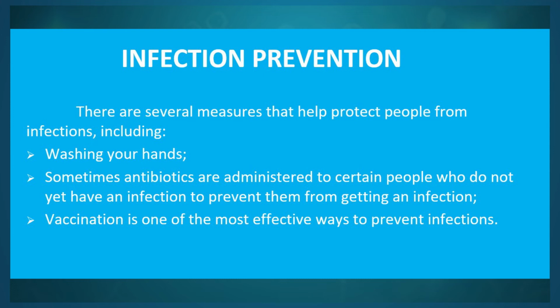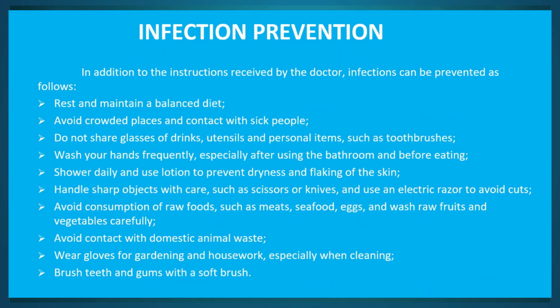Infection prevention. There are several measures that help protect people from infections, including washing your hands. Sometimes antibiotics are administered to certain people who do not yet have an infection to prevent them from getting an infection. Vaccination is one of the most effective ways to prevent infections. Infection prevention. In addition to the instructions received by the doctor, infections can be prevented as follows.